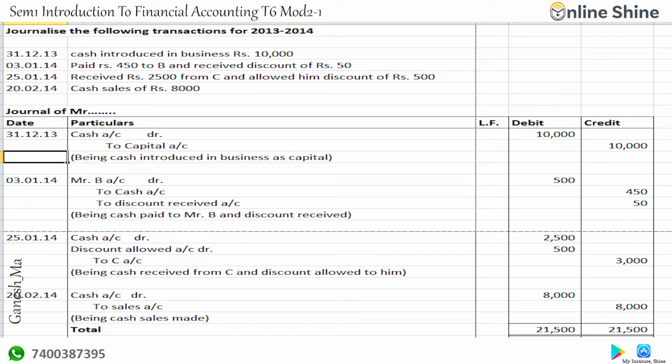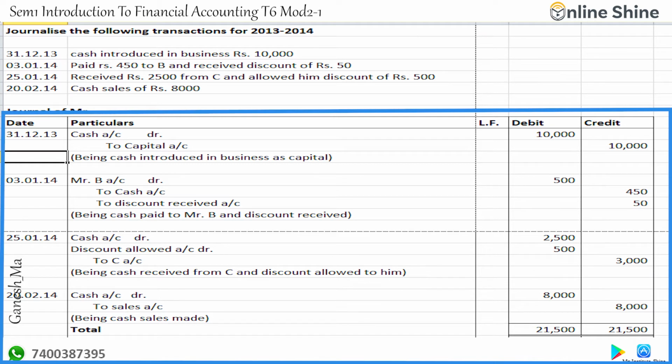See, the transaction number 1. Now the first thing to be recorded in the journal: the journal entries are to be recorded in chronological order as well as date wise. What happened on the first date, then the second, then the third. If suppose nothing happened on the fourth, fifth, sixth, and it happened directly on the eighth, then we will write it on the eighth.